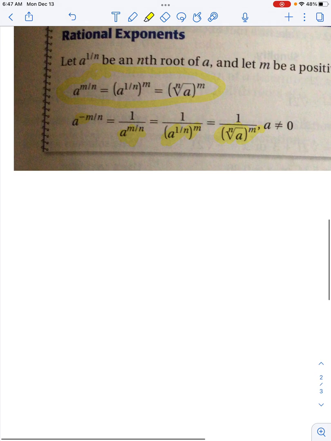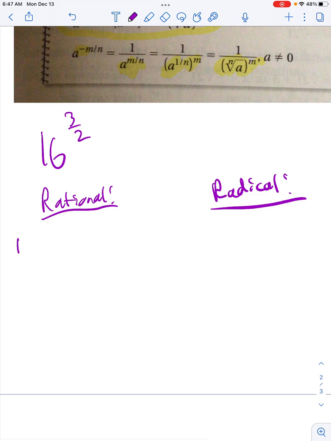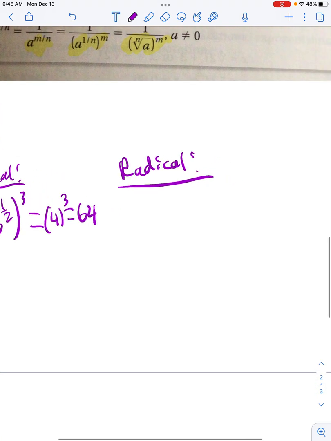All right, so I'm going to solve this next example two different ways. Let's say evaluate this expression, 16 to the 3/2. So I'm going to rewrite it in rational exponent form, and I'm going to write it in radical form. So 16 to the 3/2 equals the square root of 16 to the 1/2 times 3. 16 to the 1/2 is the square root of 16, which is 4. So I'm left with 4 to the 3rd, which equals 64.